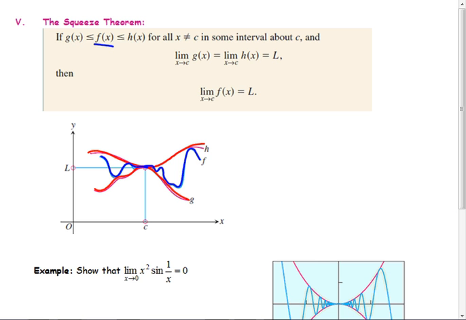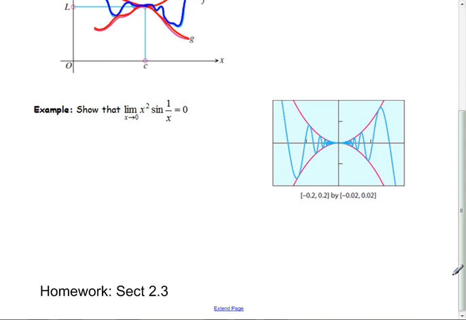So how do you do a problem of that? How do you do a proof? Well, here's an example of one. I can't substitute in 0 because I get 0 times the sine of 1 over x. Do you remember what happened with the sine of 1 over x?